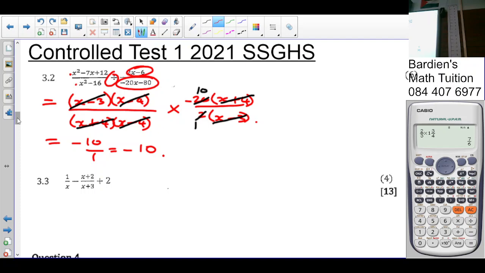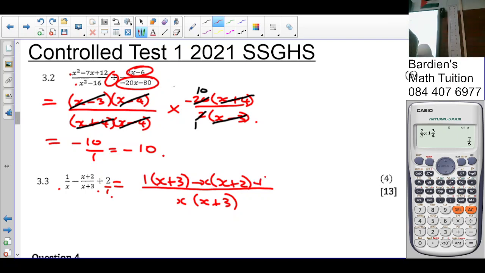What is your LCM here? It's x into x plus 3. So that first fraction must be multiplied by what to get the LCM? X plus 3. So it's 1 into x plus 3. What must that be multiplied by? X. So it's x into x plus 2. What must that be multiplied by? X. So it's 2 into x.